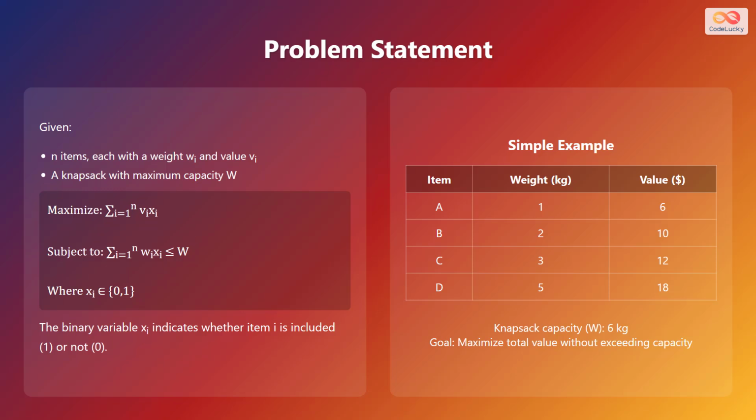To understand it better, let's consider a simple example. Suppose we have 4 items, A, B, C, and D. Item A has a weight of 1 kilogram and a value of $6. Item B weighs 2 kilograms and has a value of $10. Item C weighs 3 kilograms and has a value of $12. Item D weighs 5 kilograms and has a value of $18. If our knapsack has a capacity of 6 kilograms, our goal is to maximize the total value of the items we put in the knapsack without exceeding its 6 kilogram capacity.